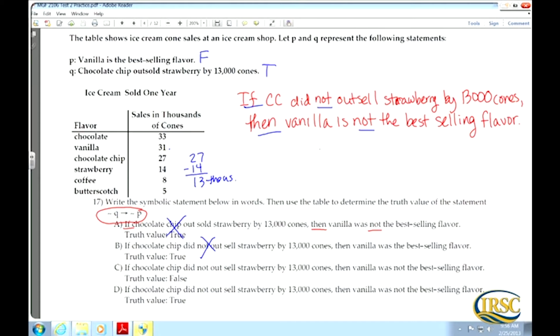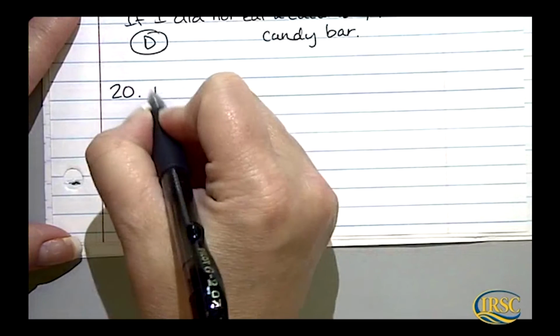And so now we can take a look at our statement. If not Q, then not P. Well, not Q, since Q is true, not Q is false. And since P is false, not P is true. And the only time an if-then statement is false is if true, then false. Good. So this is not that pattern, so therefore this is a true statement. And so that means that we're choosing D as our answer. Okay, so for number 20, they want a truth table.